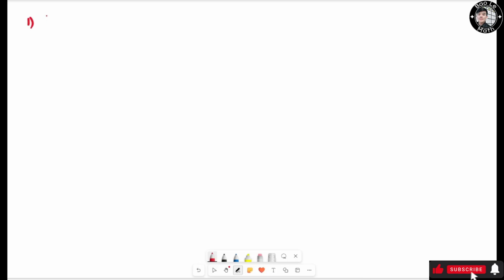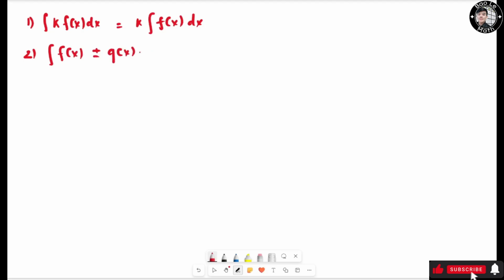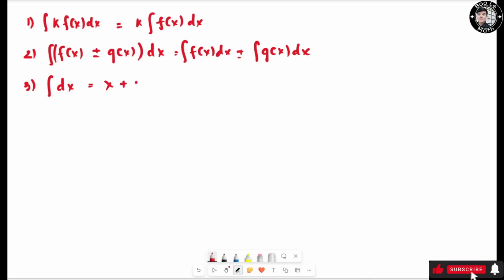First, we have the formula: the antiderivative of k f of s ds is going to be k times the antiderivative of f of s ds. Number 2. Antiderivative of f of s plus or minus g of s ds equals the antiderivative of f of s ds plus or minus the antiderivative of g of s ds. Number 3. Antiderivative of ds equals s plus c.